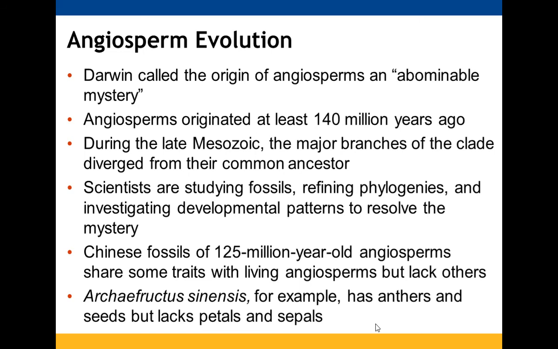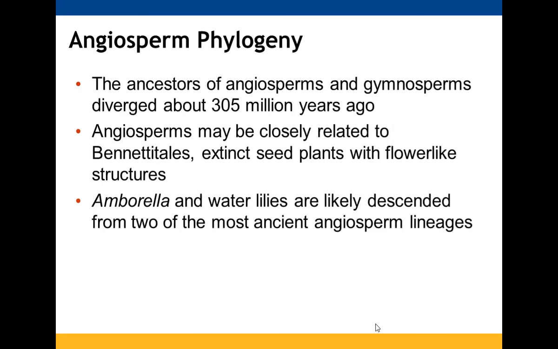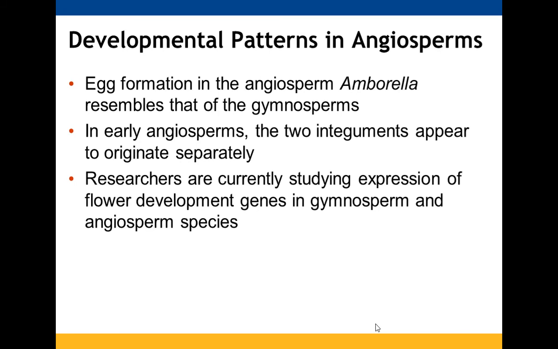There are fossils from 125 million years ago that share some traits with living angiosperms but lack others. So there's an example of one. It's got anthers and seeds but doesn't have petals and sepals. The ancestors of the angiosperms and gymnosperms diverged about 305 million years ago. They are thought to be closely related to bennettitales, and Amborella and water lilies are likely to have descended from two of the more ancient angiosperm lineages.